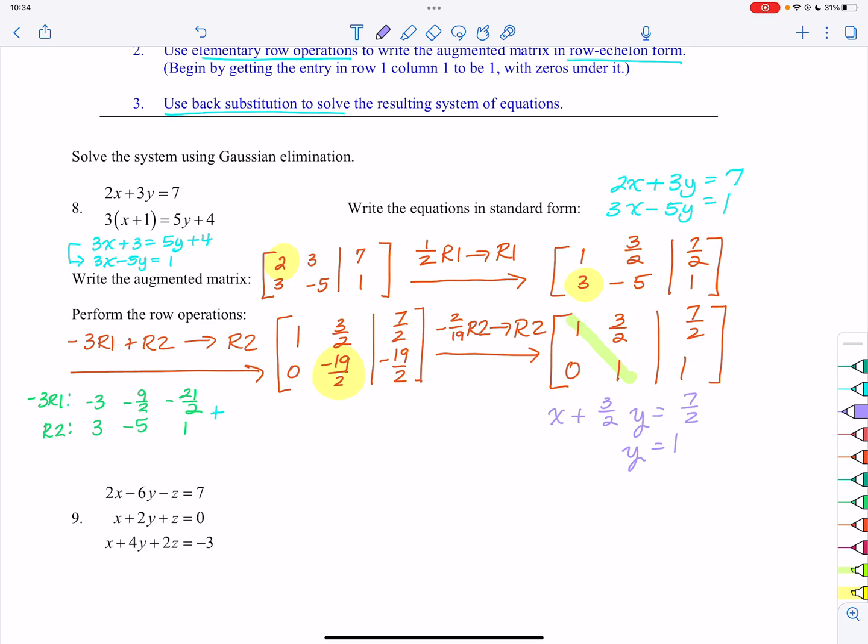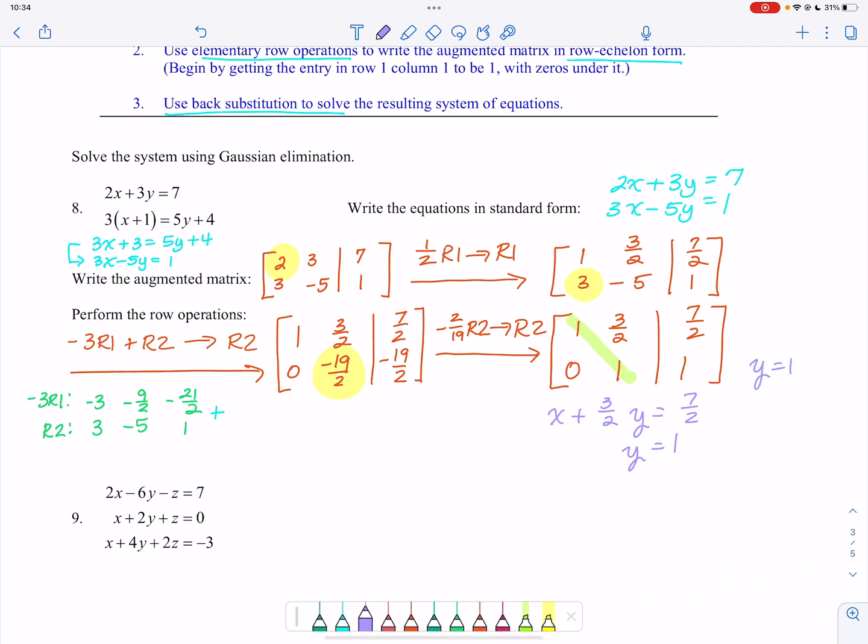That's what those two, and actually I could write those right here. y is equal to 1 and x plus 3/2 y is equal to 7/2. So now what could I do? I could use substitution and find what x is equal to. So when y is equal to 1, we're going to have x plus 3/2 times 1 equals 7/2, and x is equal to 2. So the solution to this system is (2, 1).